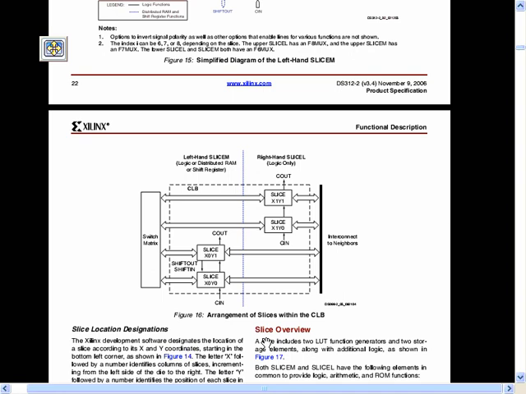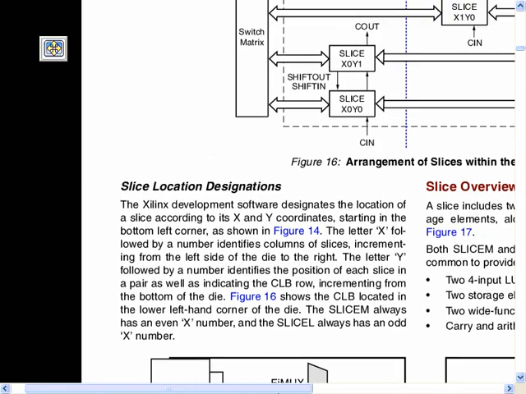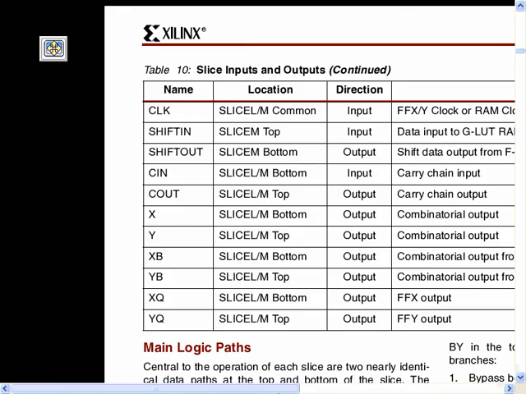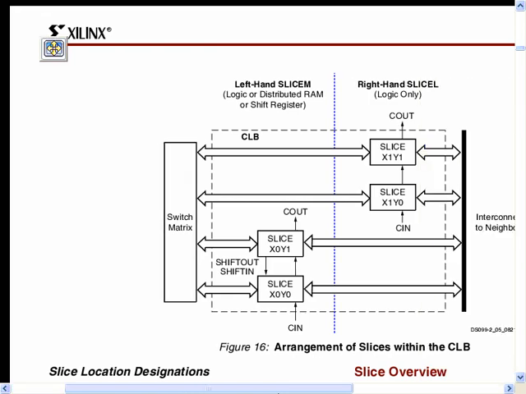This is what you see now. This is the architecture. Let me just maximize this. See this now. See 4 slices and there is a switch matrix together. And this is the connection which goes to all other interconnects. So the switch matrix is doing most of the interconnects between the slices. So this is basically how the Spartan 3 CLB is configured.